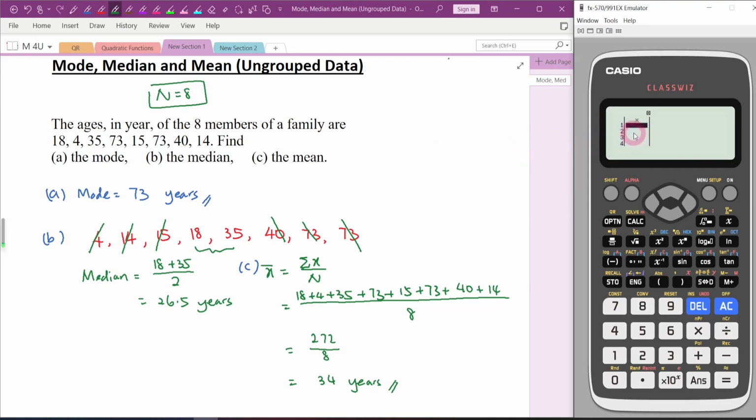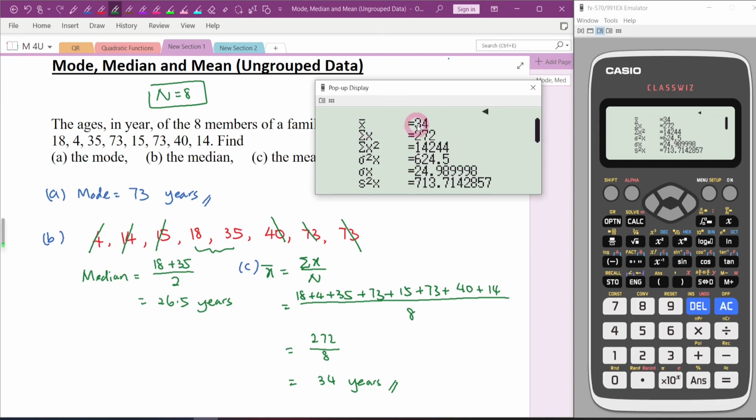Let's see. We use our calculator to get the mode. We cannot get mode, but we can get median and mean. Now, 18 equal, make sure every data is keyed in correctly. 4, 35, and then 73. So just follow this. You don't have to arrange it. 15, 73, 40, oh sorry, 40, and 14. Okay, make sure correct. 8 data. Now, press option, one variable calculation, 3. Okay, you will see a lot of data here. Let me enlarge it.